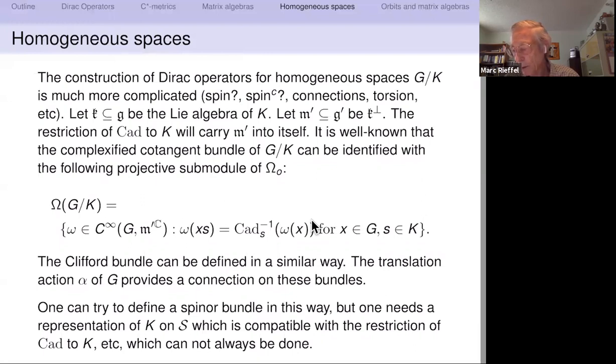You can let frak K denote its Lie algebra, and then you let M prime in the dual of the Lie algebra of G be all of the linear functionals that are zero on the Lie algebra of K, and the restriction of the coadjoint representation to K will carry M prime into itself.